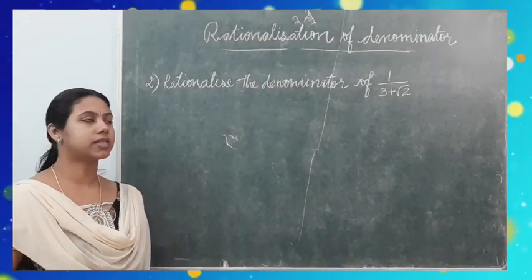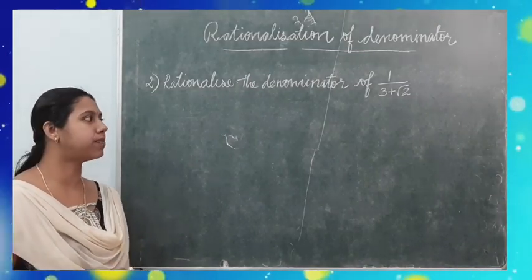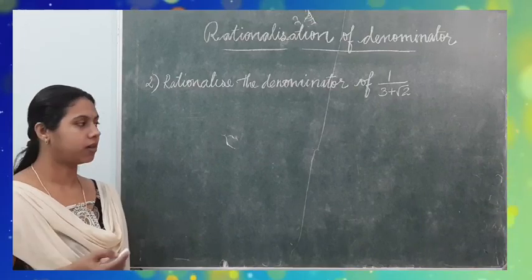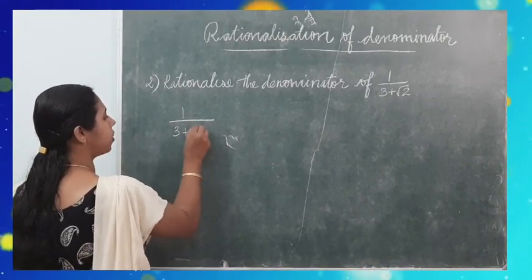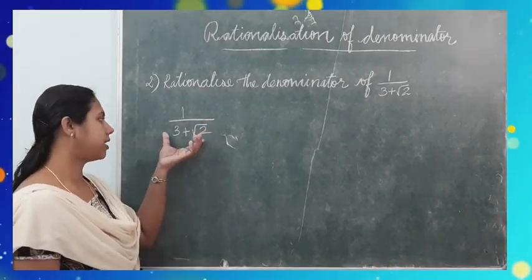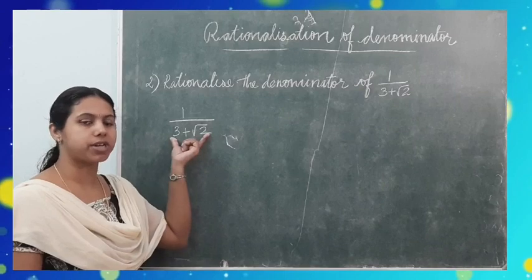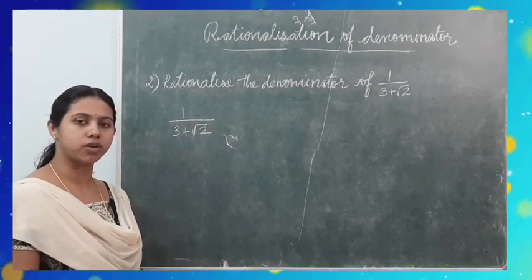The next question is: rationalize the denominator of 1 by 3 plus root 2. So first of all, we have to write the conjugate. Take the conjugate of the denominator and multiply the numerator and the denominator with that conjugate.